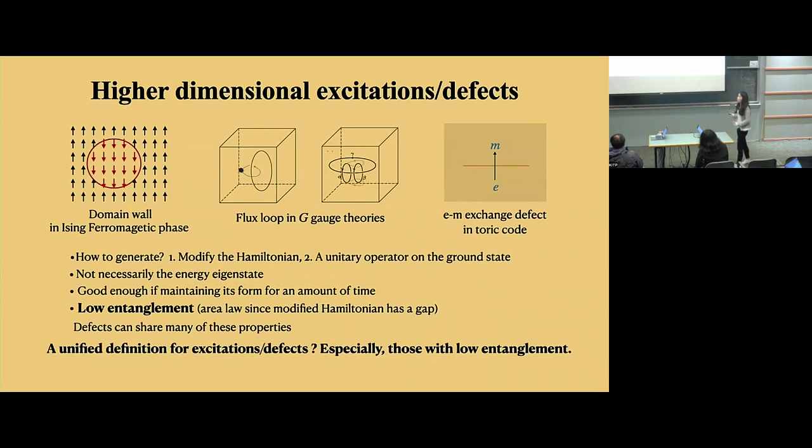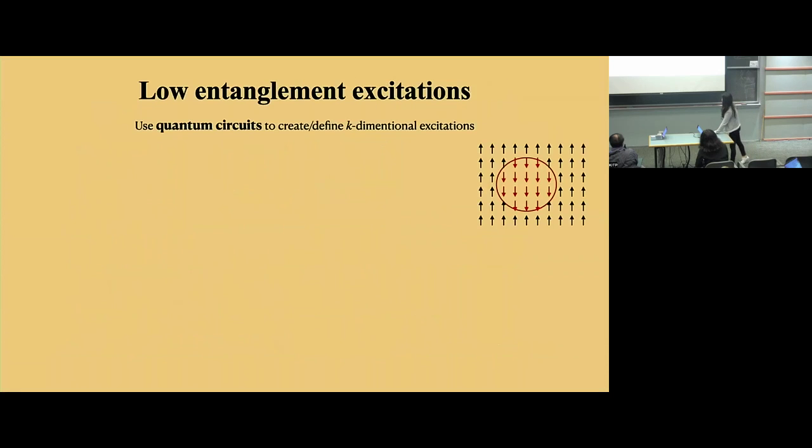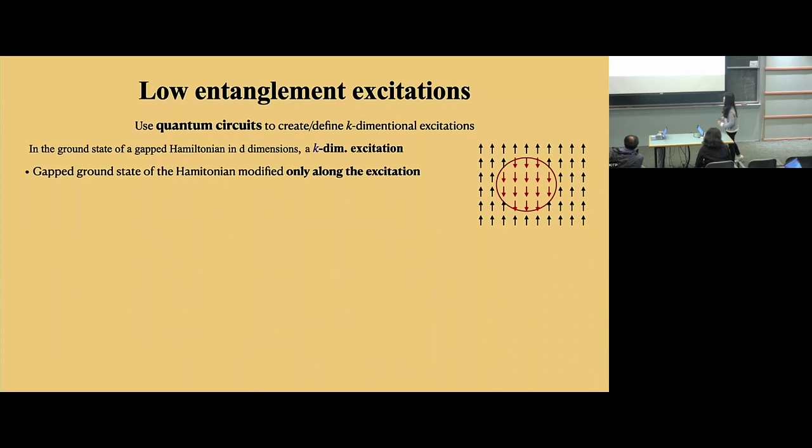So now I want to find a unified definition to include all these excitations and defects, basically to treat them in the same way. And especially, I want to only keep track of those with low entanglement. So how can I get a unified definition? Our proposal is to use quantum circuits to create or define k-dimensional excitations. Then the first obvious property is that it should be a gapped ground state of a Hamiltonian that is only modified.